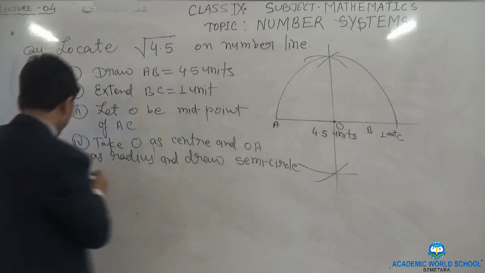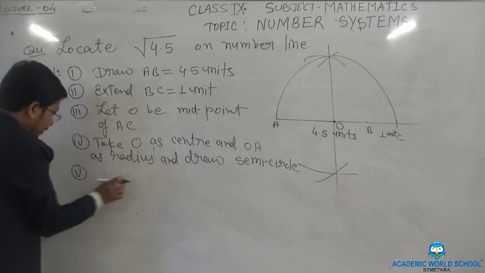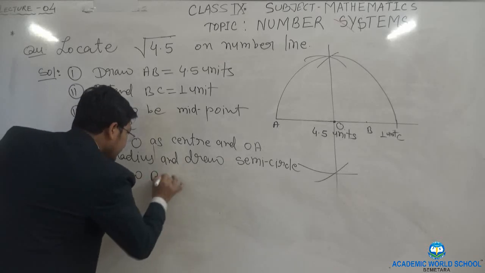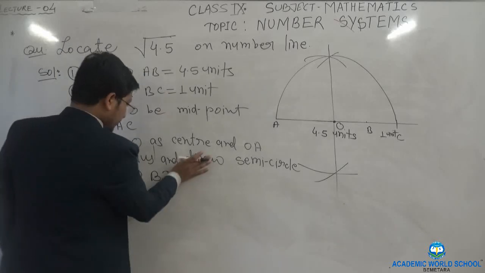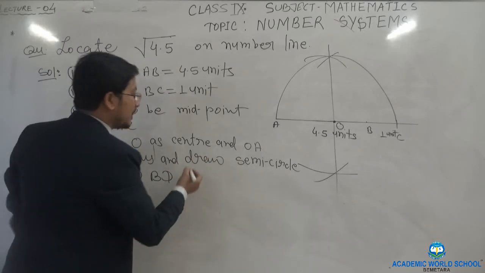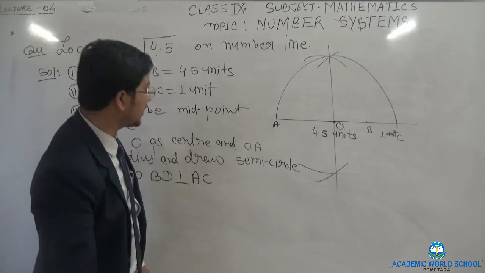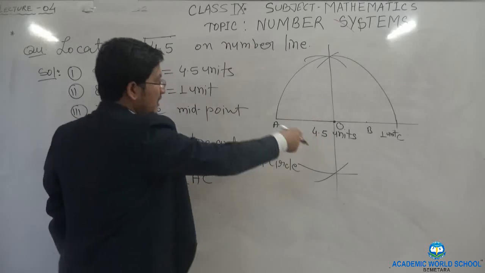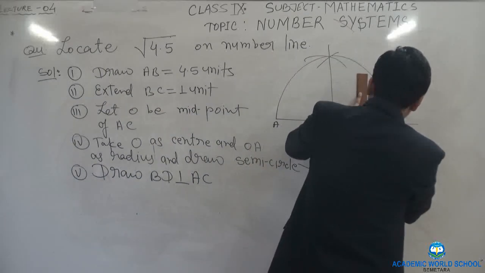Now the second step, draw BD perpendicular on AC such that point D is lying on the semicircle. Okay, so BD perpendicular, I am going to draw BD. This is BD.